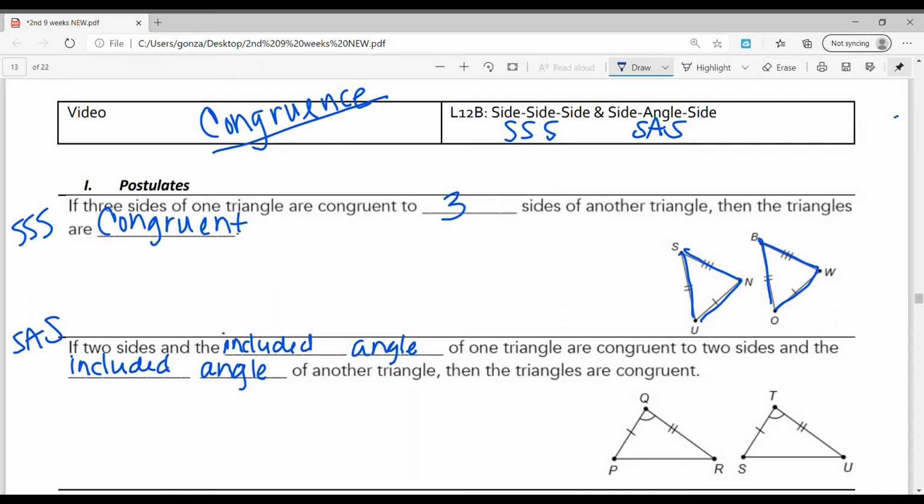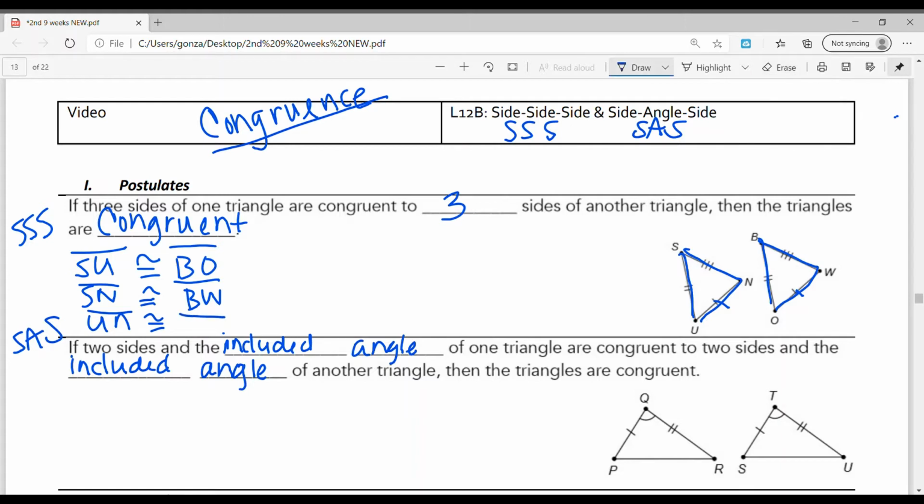So from here we can say that the congruence statements that exist would be something like, if we just look at the segments, SU is congruent to BO. We also know that SN, and I'm looking at the hatchings right here, right? And I know that SN is going to be congruent to BW. And then finally, I know that UN is going to be congruent to OW.